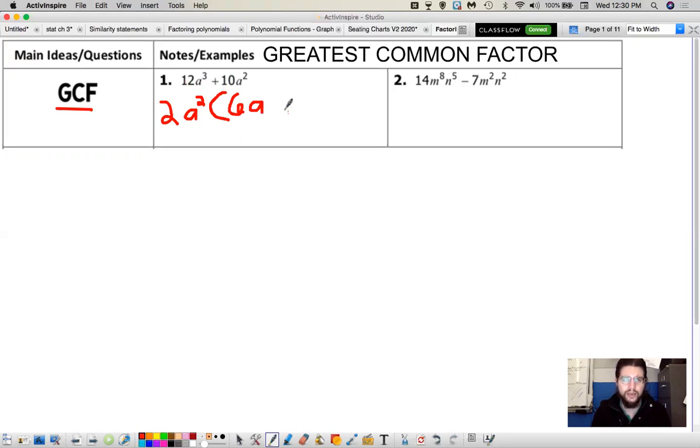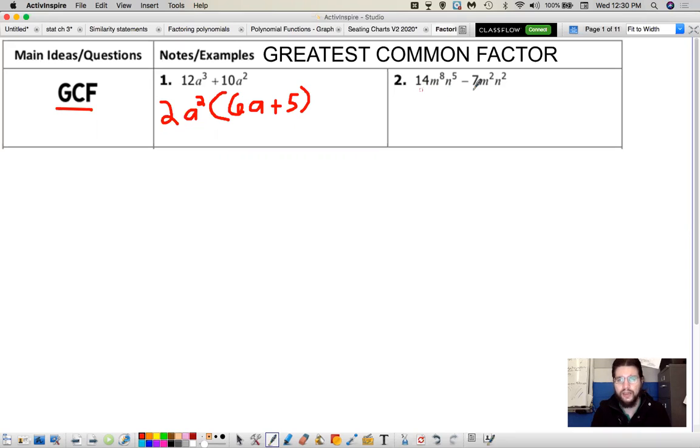10 divided by 2 is 5. Don't forget the plus. A squared divided by a squared is 1. Anything divided by itself is 1. And 5 times 1 is just 5. So I'm going to leave it like that. That's factored. There's nothing else we can do with this one. That's the GCF. Done.